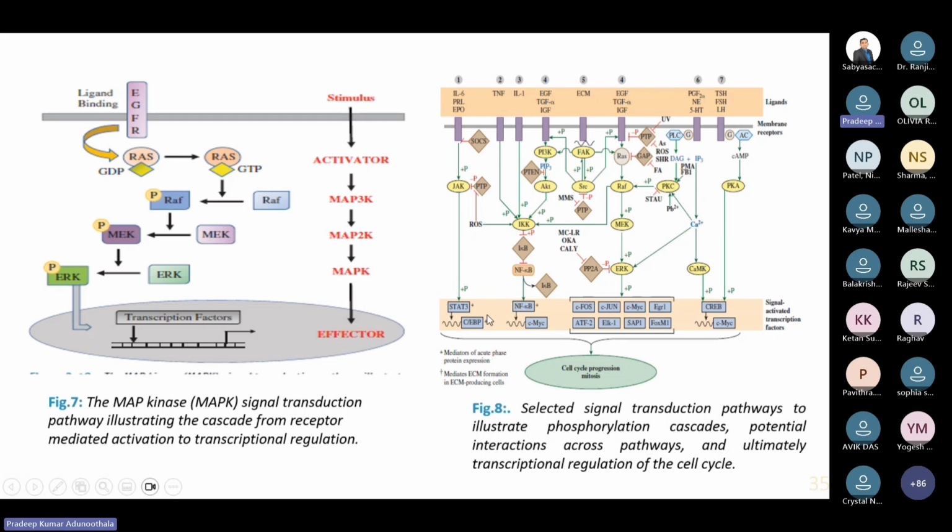In all these pathways, when a ligand comes and binds, the receptor undergoes phosphorylation and shows its effect in the cellular membrane, and that signal activates transcription factors, which help in cell cycle progression and mitosis. All these processes lead to mitosis and cell proliferation.